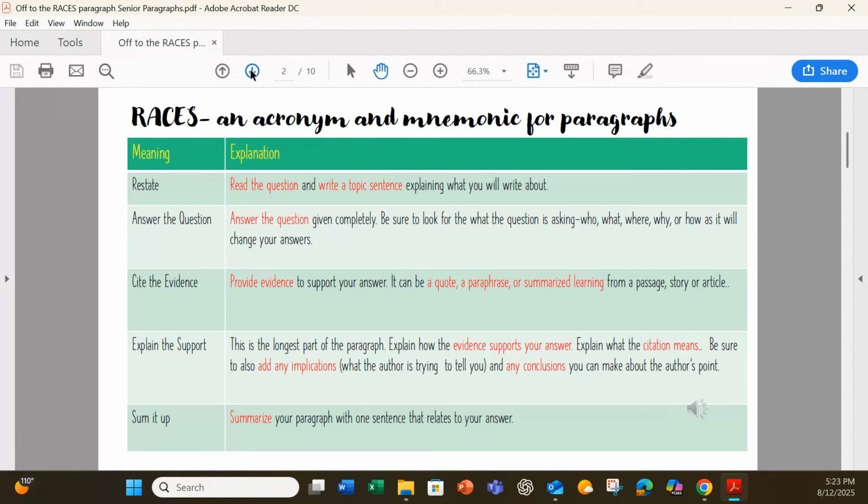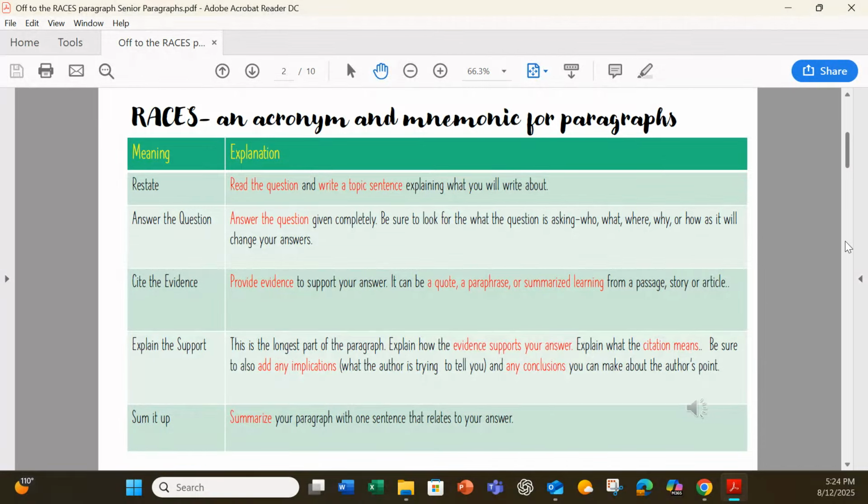RACES is an acronym and mnemonic for paragraphs. An acronym means that the word itself stands for different things, but put together means races. Okay, it's a word. A mnemonic is a word that you can remember so that you can remember the steps. Sort of like PEMDAS in math. Okay, so here we go.